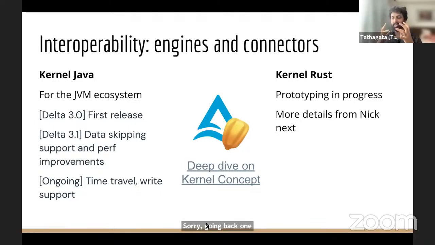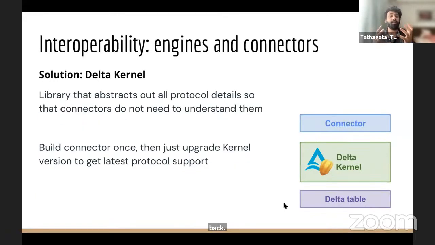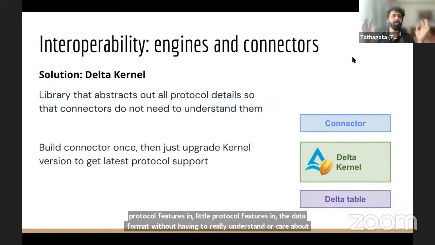So the idea of Delta Kernel is that instead of you as a connector developer building the connector by implementing the protocol directly, we provide you a library that abstracts out all the Delta protocol details so that the connectors don't have to care about it. All you need to do is build a connector once using this library. And after that, you can just keep upgrading the library version and you will keep getting the latest protocol features in the Delta format without having to really understand or care about what changes are happening underneath. So DVs, how it works, you don't need to understand. You just upgrade the kernel, and using kernel, you get the best performance already.